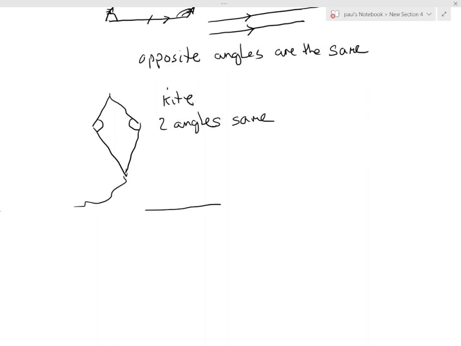Next one there, we draw it like that. And it could be like this. And this is parallel to this, just the top and bottom. And that, these slopey sides don't have to be the same. So this is called a trapezium.